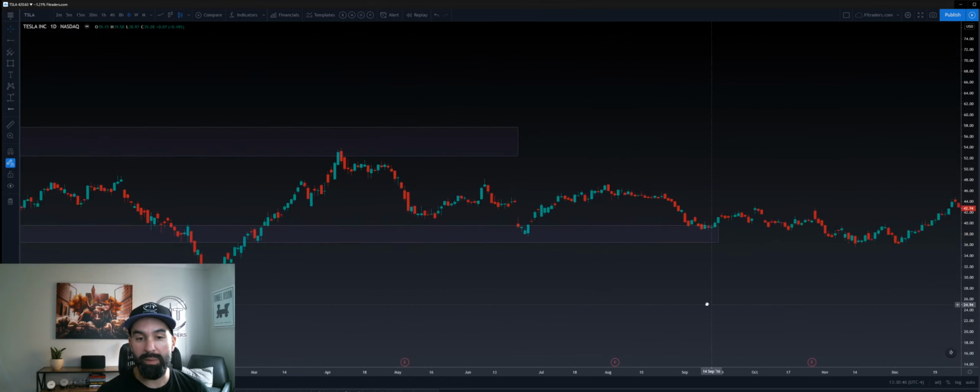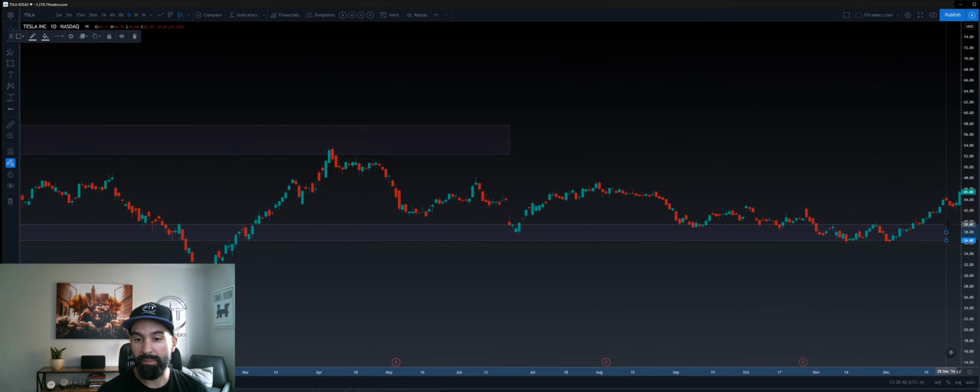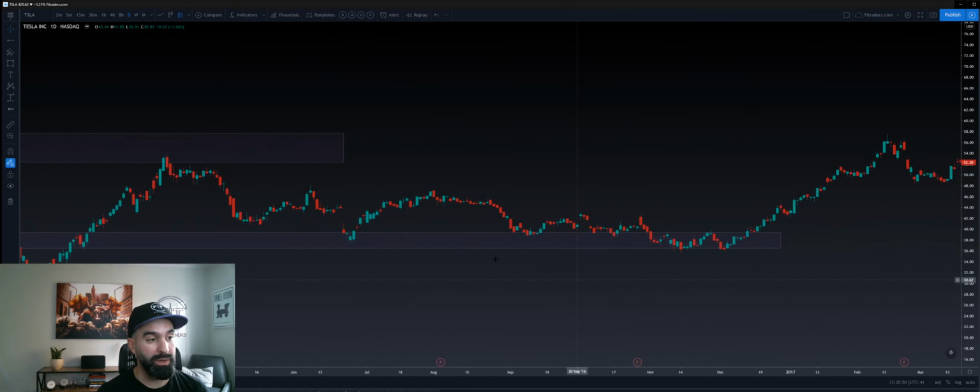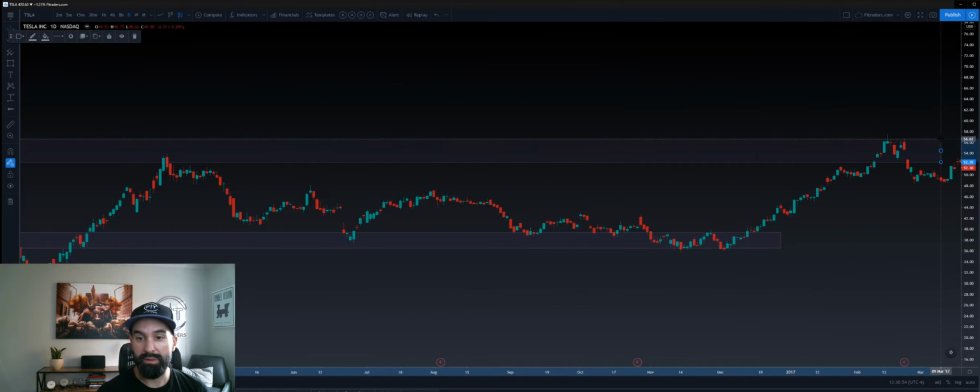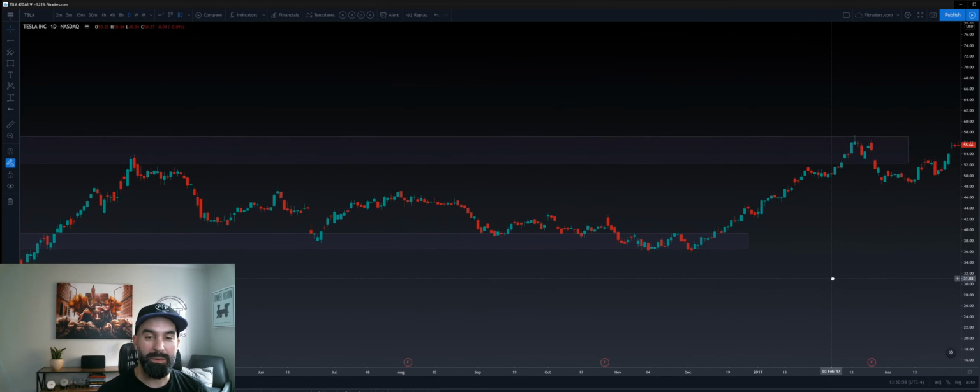We overshot it. Too strong, too much, too soon, oversold conditions, boom, ramped right back up. This area still came in and acted as support. Now this area was our resistance, and it still came in and acted as our resistance. You see what I'm saying here?